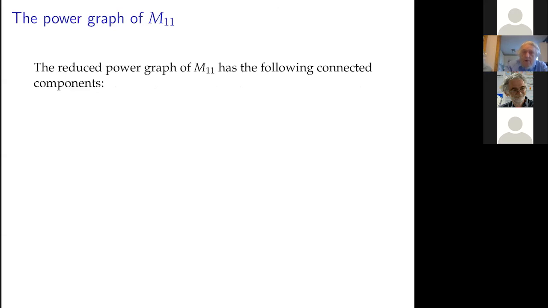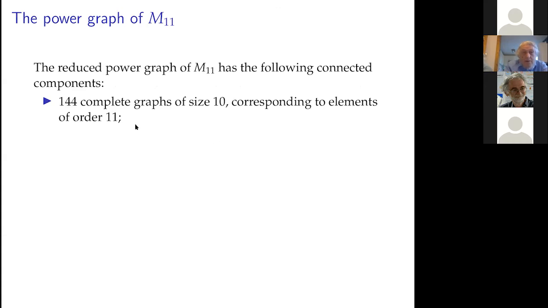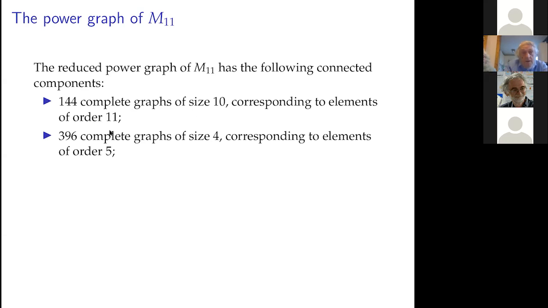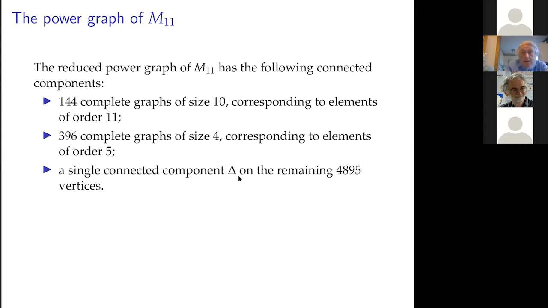If we take the reduced power graph of M11, then it has a lot of uninteresting bits. There are 144 complete graphs of size 10 corresponding to the elements of order 11. You see, in a subgroup of order 11, any two non-identity elements are powers of each other. And these are not joined to anything else, so they're isolated components. Then similarly, the elements of order 5 give you 396 complete graphs of size 4. Obviously, this part is of no interest. What's left is a single connected component on the remaining 4,895 vertices.